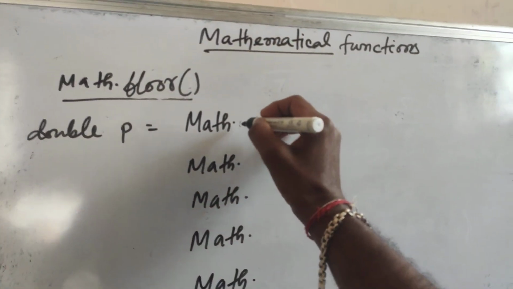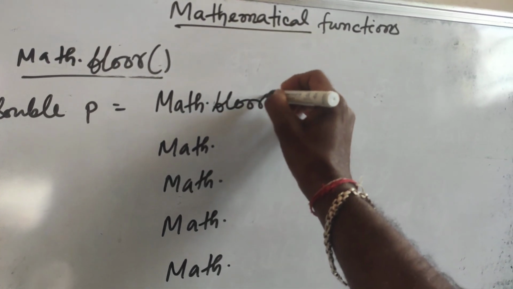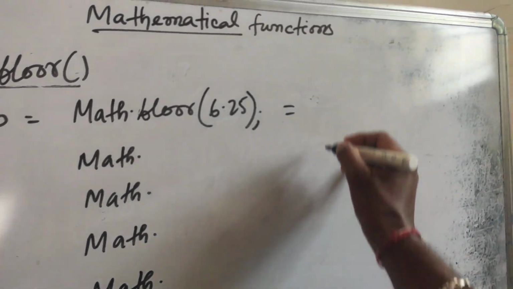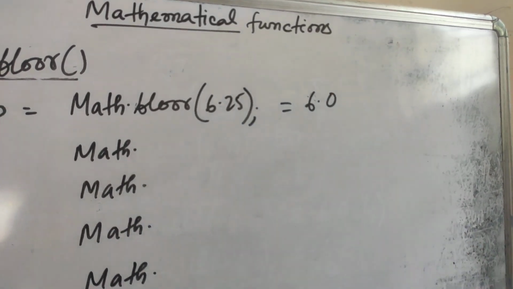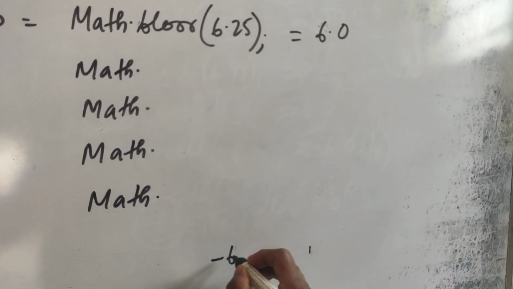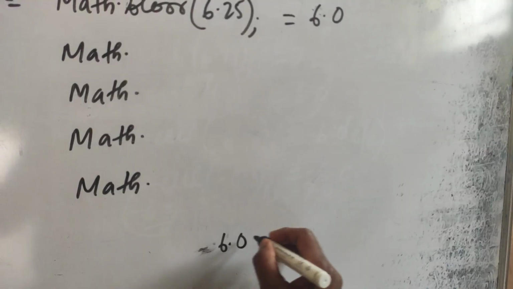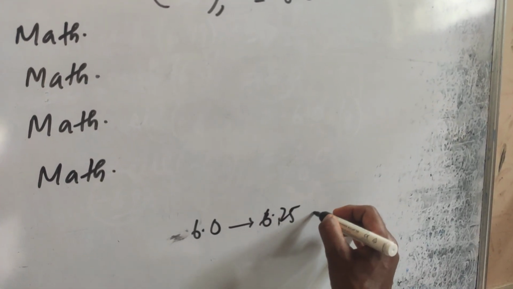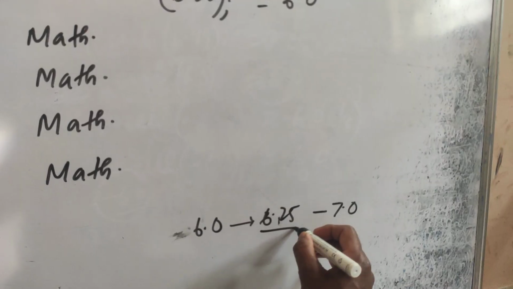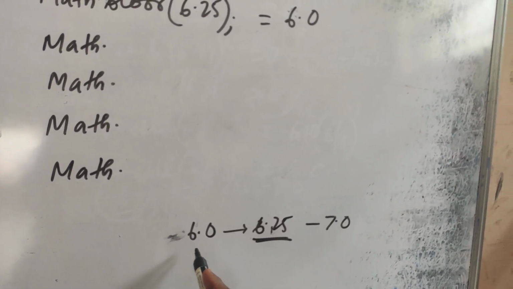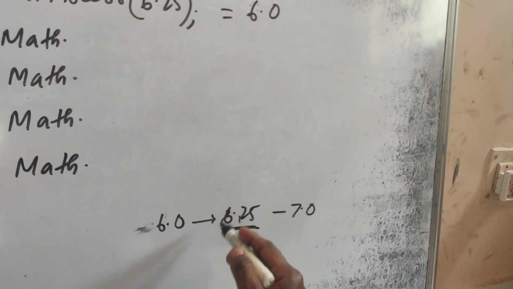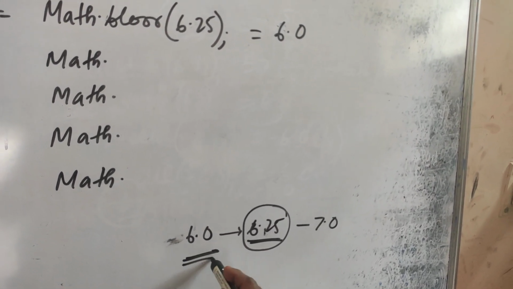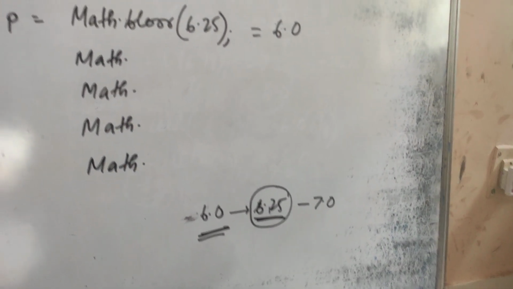If I write here floor of 6.25, what result will come? 6.0 will come. See, 6.0 is the start and then 7.0, that means 6.25 is between 6.0 and 7.0. It is in between these, so the next lower integer is 6.0. That's why 6.0 is the answer.